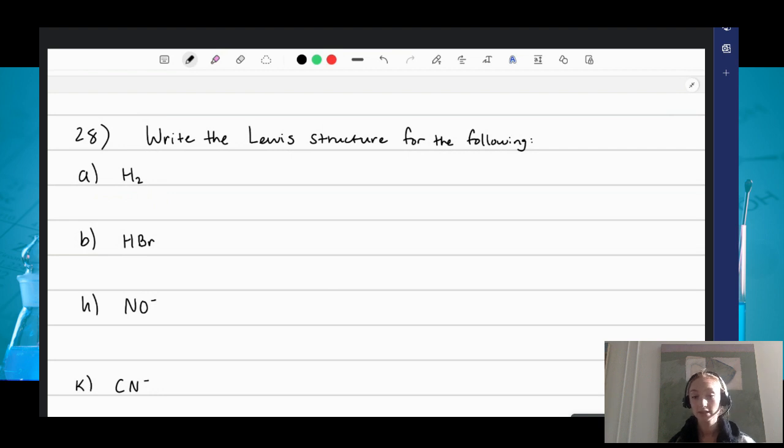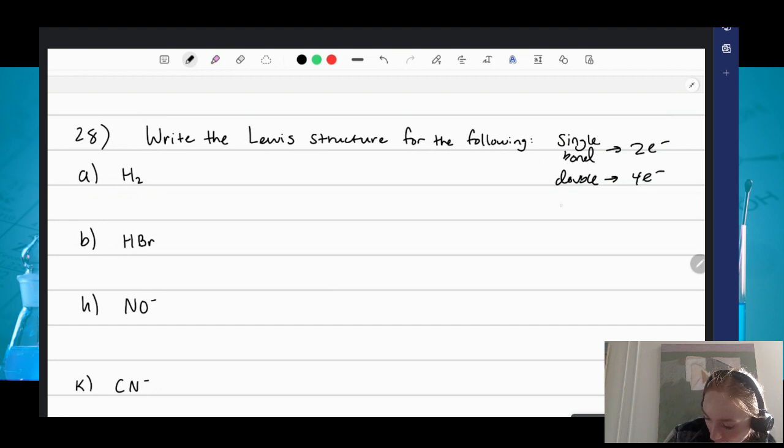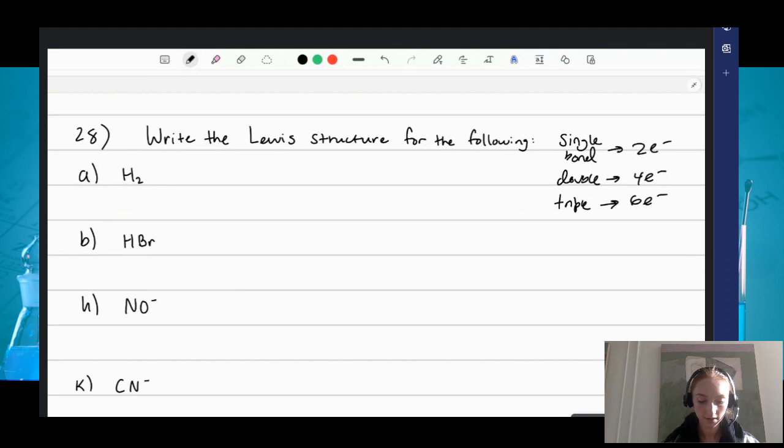So it's going to be a little bit different because they're going to have, like I said, single, double, or maybe triple bonds. Single bonds share 2 electrons. Double bonds share 4 electrons. So let's write that down. Single bonds are 2 electrons, double is 4, and triple is 6. So let's keep that in note for now, and let's move on to these structures.